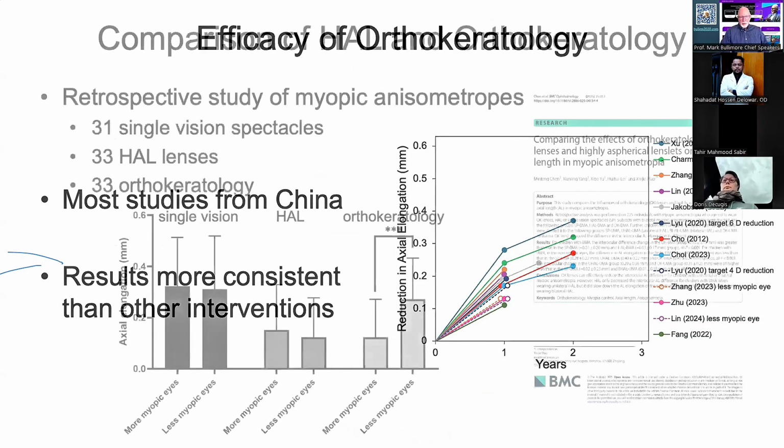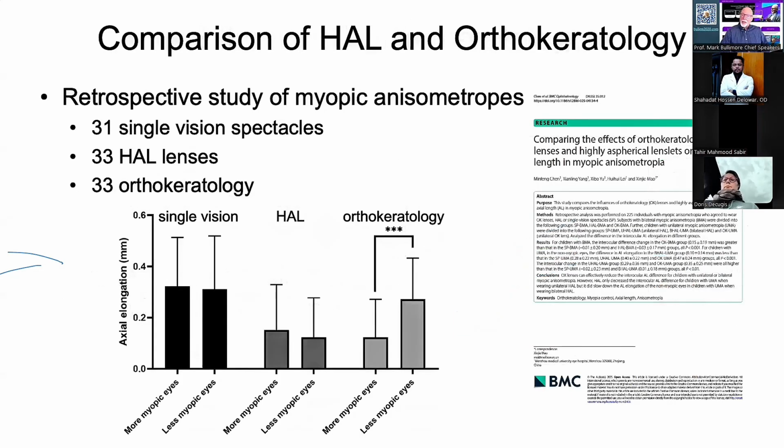This was a retrospective study of myopic anisometropes. So you've got children with relatively high myopia in one eye and lower myopia in the other. And you can see over a year, those wearing single vision glasses, it doesn't matter which eye you're looking at, the elongation's a little over a third of a millimeter, and it's the same in both eyes.